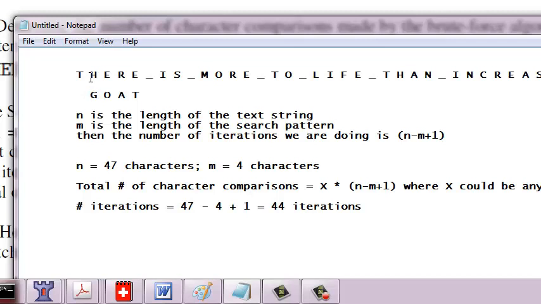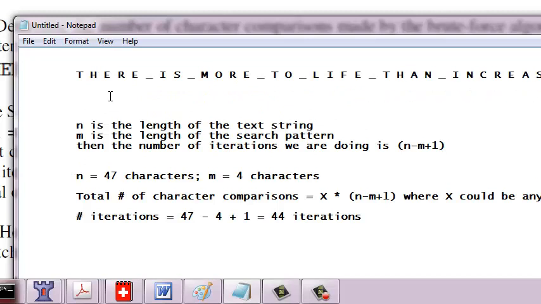Then this is the second iteration. We compare H and G, just one comparison. And third iteration, one comparison. Fourth iteration, one comparison, and so on. And this is one iteration where we do 2 comparisons. We compare G with G and then underscore with O, right? So that's the only iteration where we do 2 comparisons.